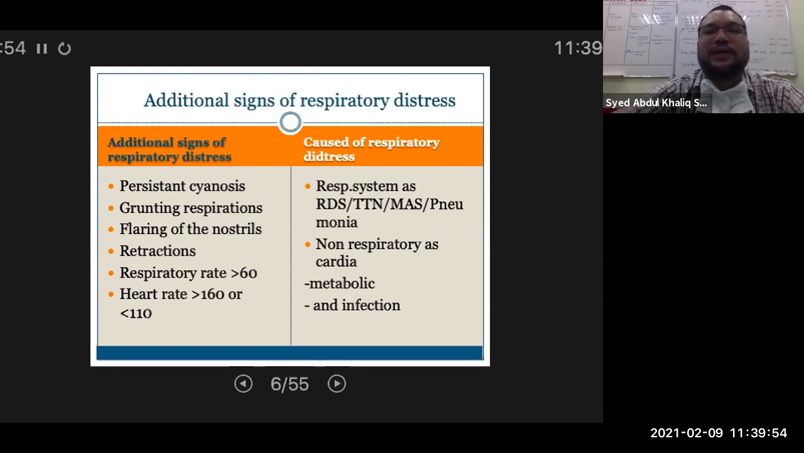Okay, so what are the causes of respiratory distress? In the respiratory system, problems such as RDS, respiratory distress syndrome, which is a common finding especially in premature babies because of surfactant insufficiency. RDS is also called hyaline membrane disease. And then transient tachypnea of the newborn, TTN. What happens in TTN is that the lung is full of fluid.